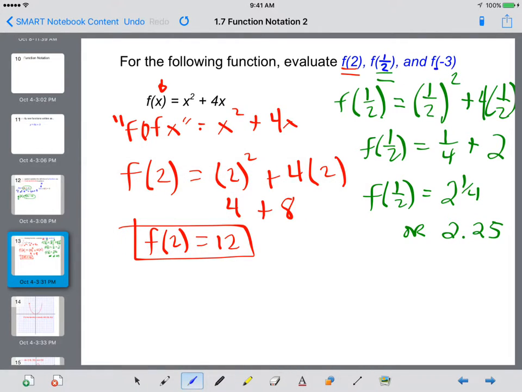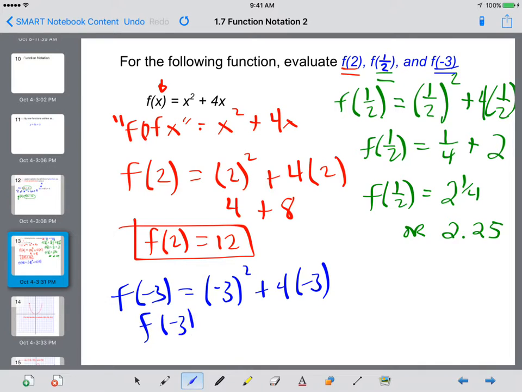Here comes the last one, f of negative 3. Try this one on your own. Pause the video, try this one on your own before you see me do the answer. F of negative 3 equals negative 3 squared plus 4 times negative 3. This would give us 9. 4 times negative 3 would be minus 12. So f of negative 3 equals negative 3.